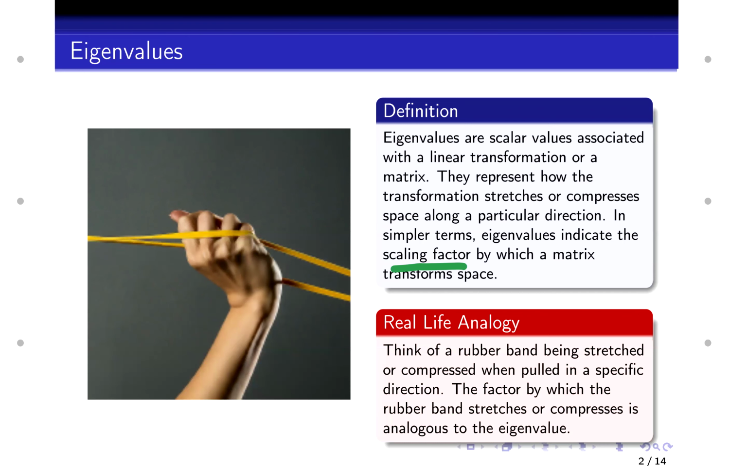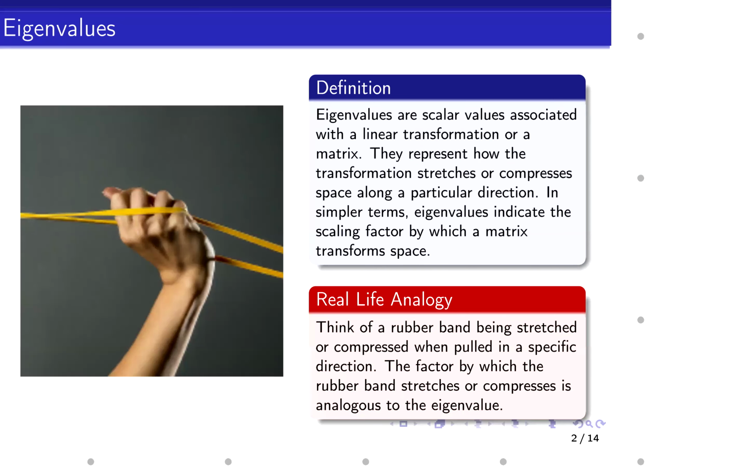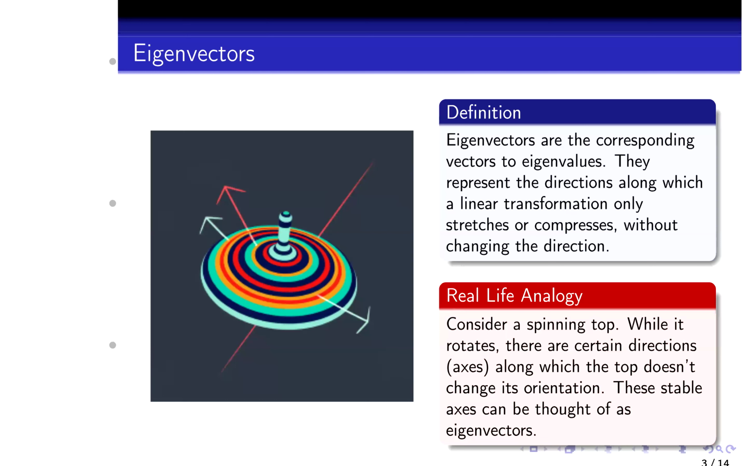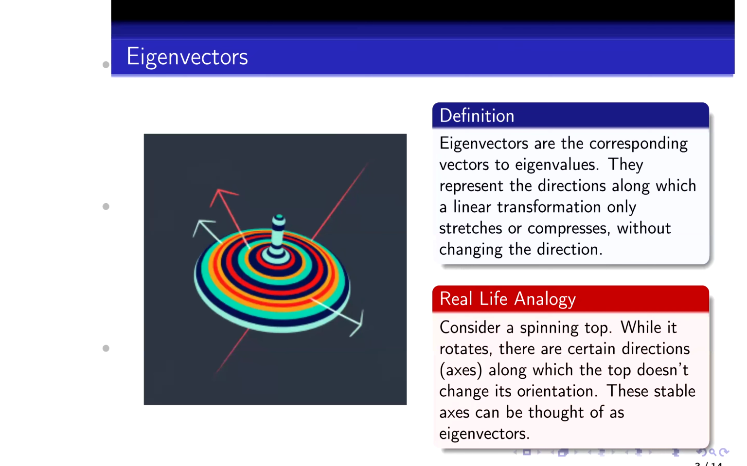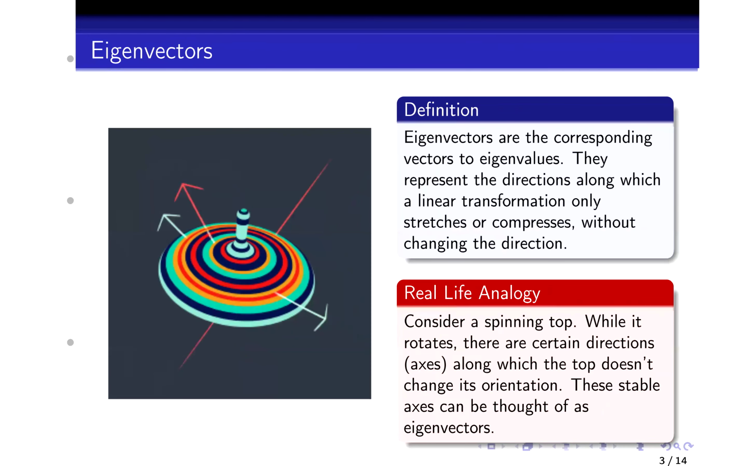So of course, let's talk about eigenvectors. As you already know, a vector has both magnitude and direction. So eigenvalue is more like the magnitude, while eigenvector is like the direction in which that thing goes. Eigenvectors are the corresponding vectors to eigenvalues. As you compress or stretch that rubber band, the direction in which it stretches or is compressed is your eigenvector. They represent the directions along which a linear transformation only stretches or compresses without changing the direction.